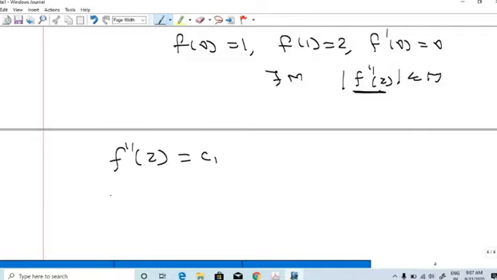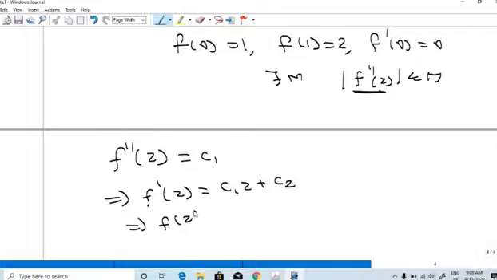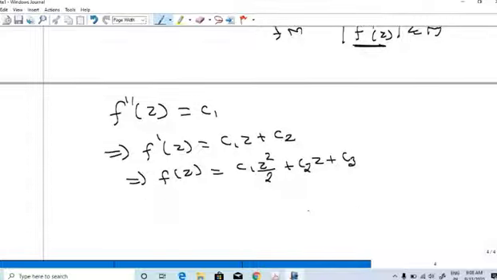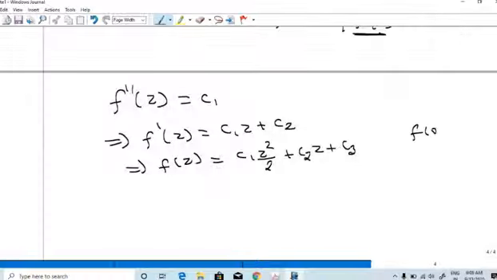Now we integrate both sides. We get f dash of z equal to C1 times z plus some other integrating constant, maybe we call it C2. Again we integrate, and we get f of z equal to C1 z square by 2 plus C2 z plus some other constant C3. Now we have to find the values of C1, C2, C3. They gave that f of 0 equals 1, f of 1 equals 2, and f dash of 0 equals 0.